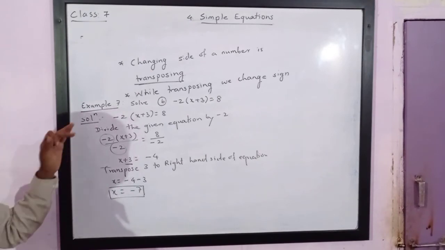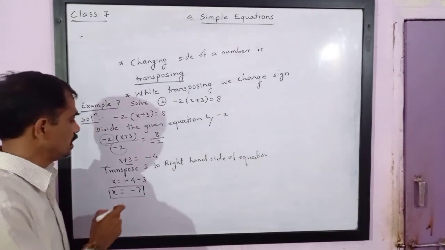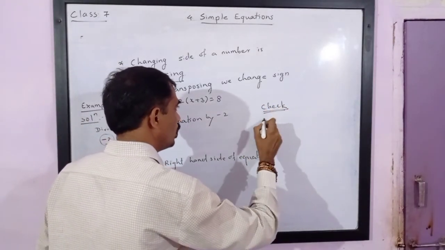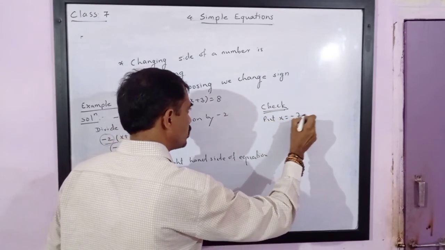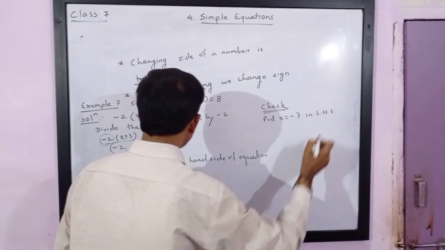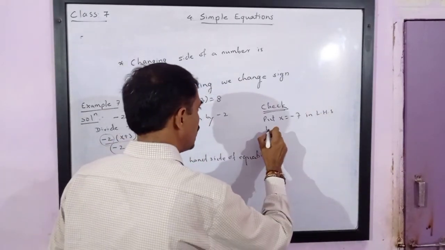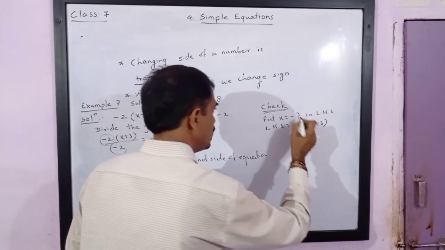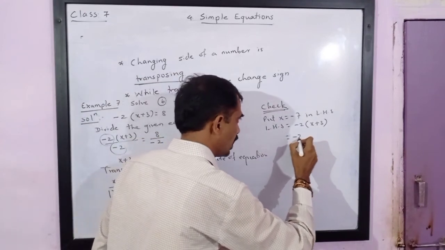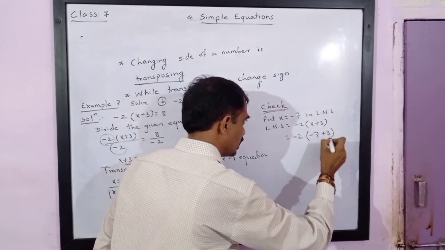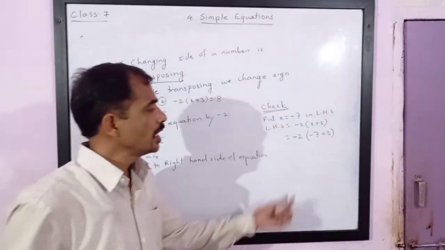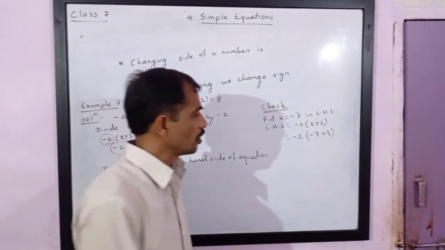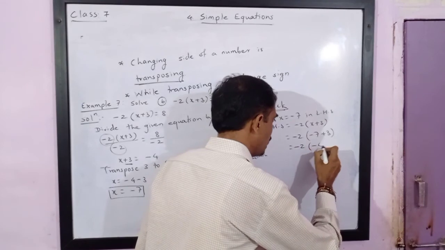Let us check whether our solution is correct or not. For checking, put x is equal to negative 7 in the left hand side of the equation. So we will get, LHS is negative 2 in bracket x plus 3. In this equation we have to put negative 7. So this is equal to negative 2 in bracket negative 7 plus 3. Please note, we have to solve the bracket first. Here the integers have opposite signs, so we have to do the subtraction. Negative 7 plus 3 is negative 4. This is equal to negative 2 multiplied by negative 4.